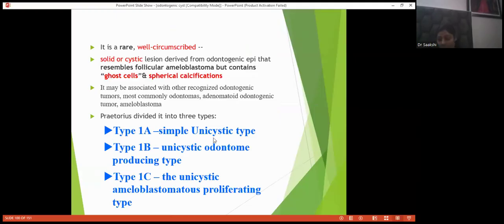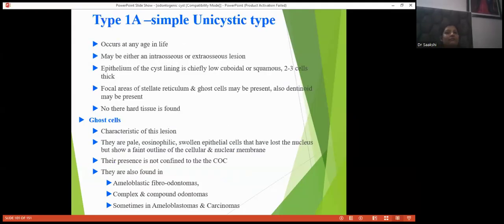First is the simple unicystic type. Then 1B is the unicystic odontome-producing type. Third is the unicystic ameloblastomatous proliferating type. So first we'll study the simple unicystic type.